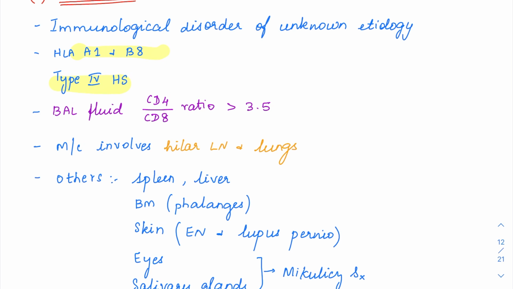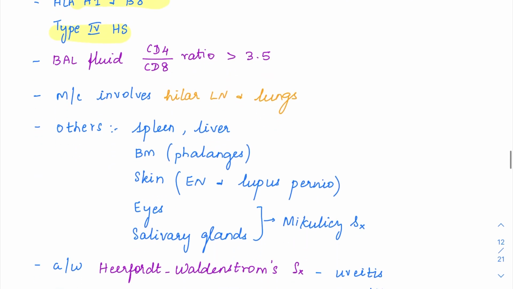So CD4 is more than CD8. But here in sarcoidosis, especially in the BAL fluid, that is bronchoalveolar lavage fluid, the CD4 is going to be much more increased than the CD8. So the ratio will be more than 3.5. Rather than being 2, it is going to be 3.5.